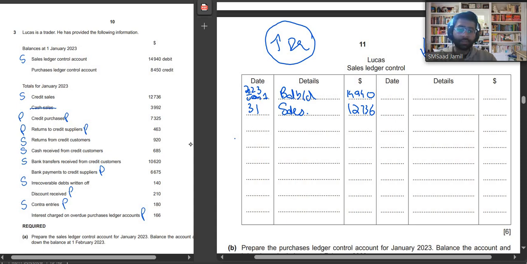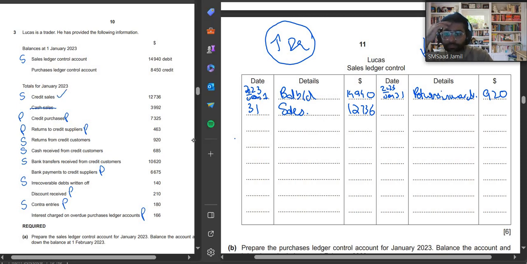Look, basically 2023, Jan 31st. Our credit customers, our trade receivables, gave us back the goods, which means our trade receivables have decreased. So returns inwards, credit side, returns inwards. How much? 920. Okay, done with this.